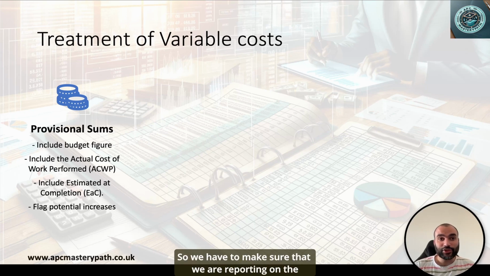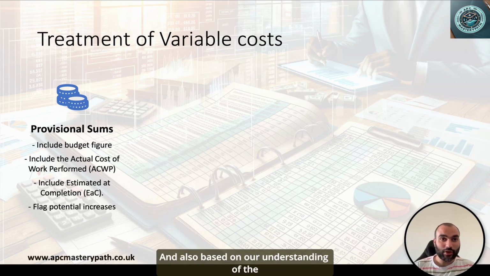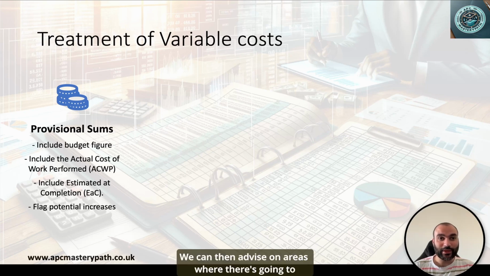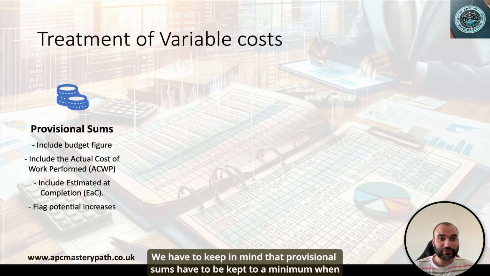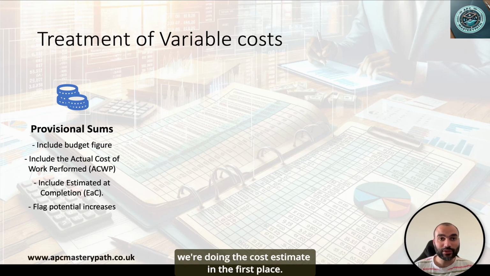So we have to make sure that we are reporting on the actual cost of work performed of these provisional sums, and we have maturity in the design which could enable us to do a forecast of the outstanding works to be undertaken. And also, based on our understanding of the scope of works and what's happening on site, we can then advise on areas where there's going to be a potential increase in a specific provisional sum. We have to keep in mind that provisional sums have to be kept to a minimum when we're doing the cost estimate in the first place, because the more provisional sums, the more uncertain the final cost of the project is going to be.